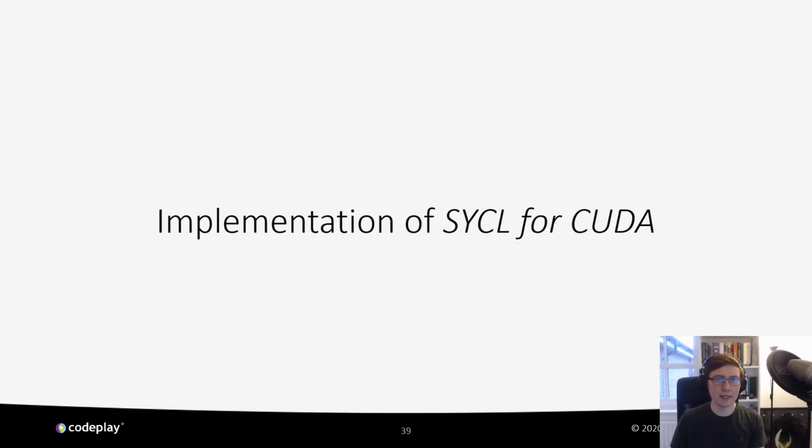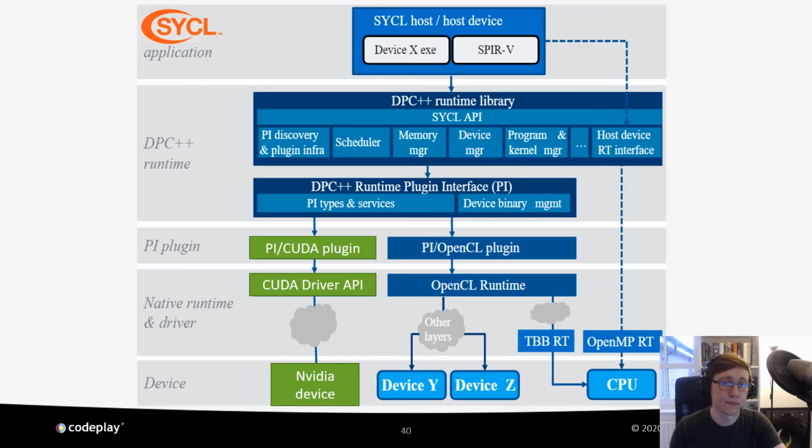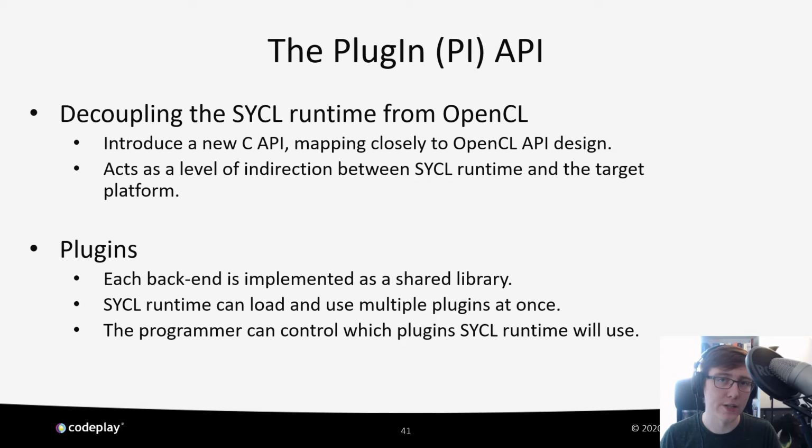Let's have a look at some of the implementation details of SYCL for CUDA. This diagram represents how a SYCL application interacts with the DPC++ runtime. At the top, we've got our application, containing numerous device binaries. This links to the DPC++ runtime library, which implements the SYCL API and the execution memory models. This library does not call any OpenCL or CUDA functions directly. Instead, we've got this layer of indirection here. So this layer of indirection is a new API called the Plugin API, or PI API.